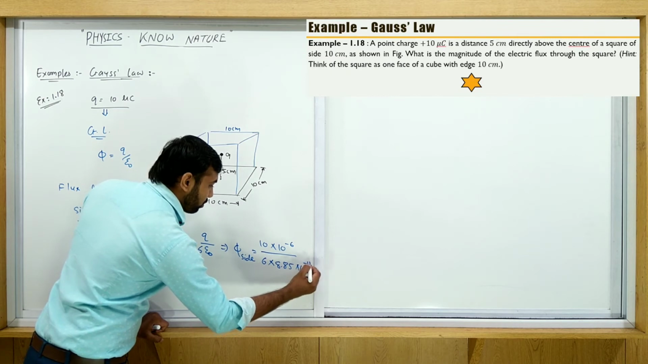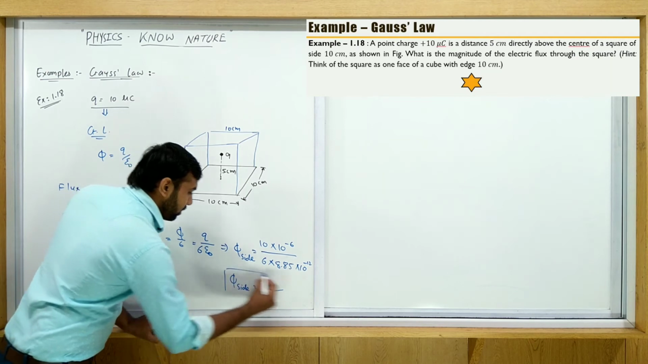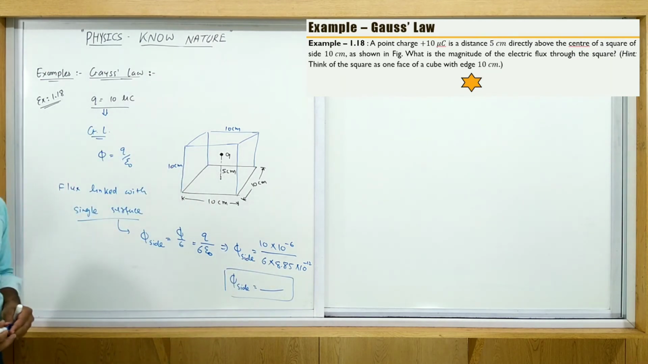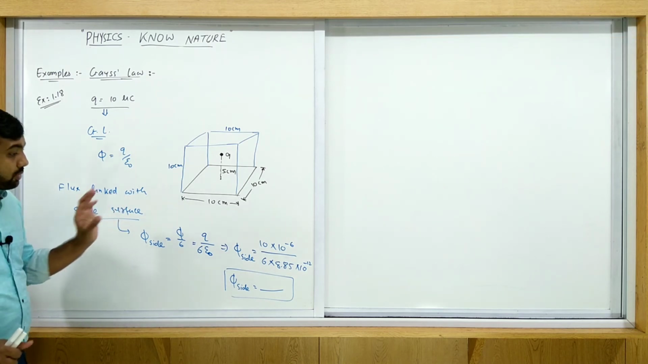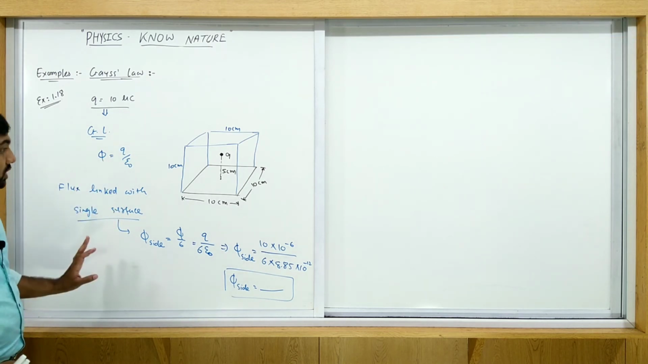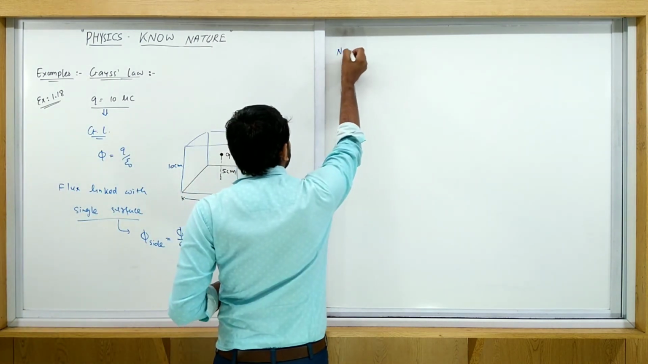8.85 into 10 raised to minus 12. So you just find the answer from this one. Okay, all of you guys note this example in your books, and here you must write some special notes. So let's write some notes related to this one.